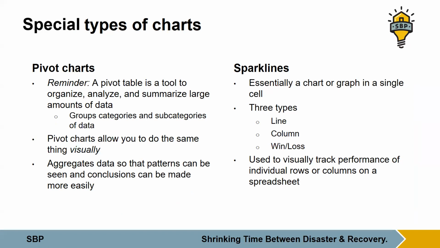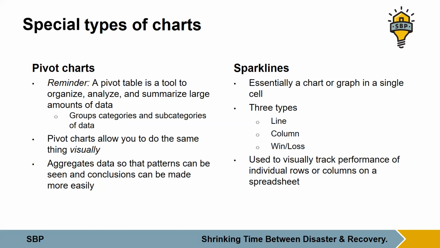So first, sparklines are essentially a chart or graph in a single cell. If you're looking at the budget spreadsheet, those are around the table on the right, and I'm going to show you. There are three types: line, column, and win-loss. And they're used to visually track performance of individual rows or columns on a spreadsheet. So I'll show you that in just a second.